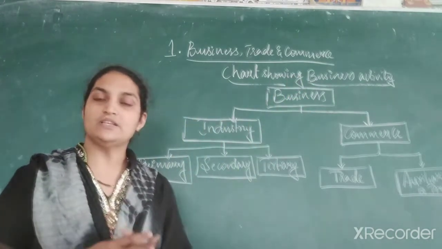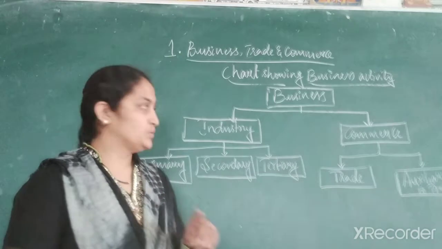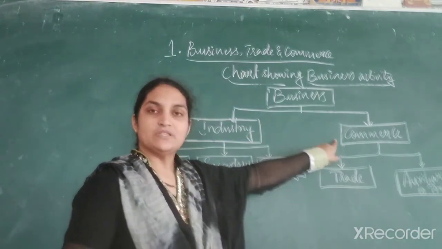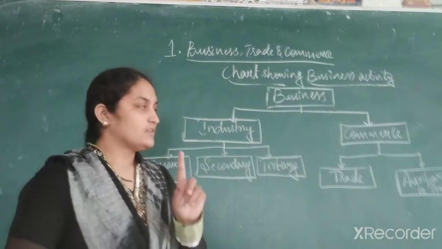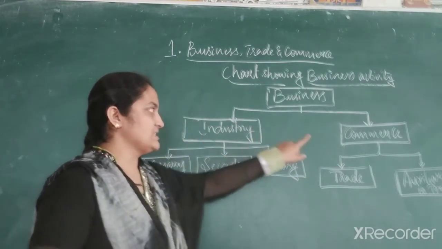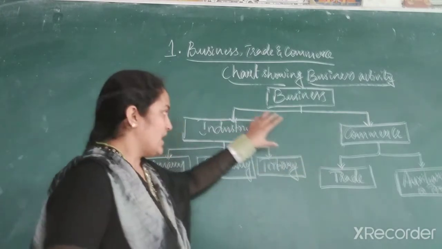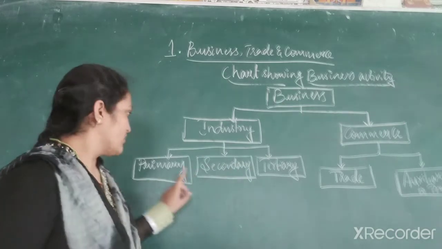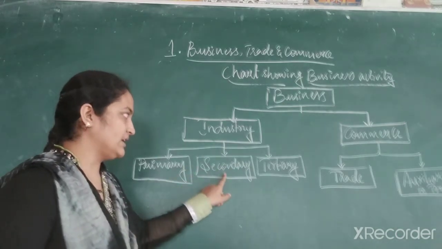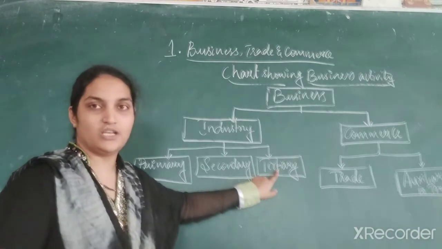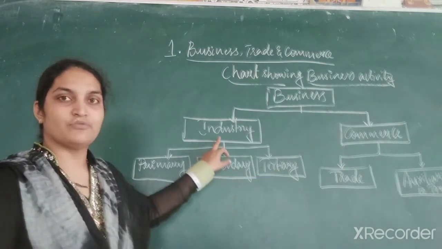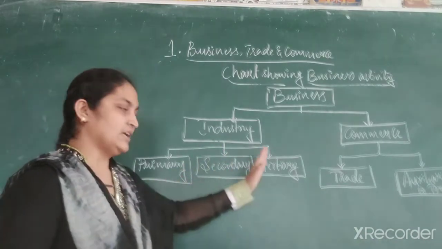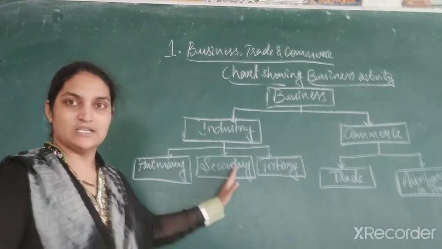The business activities have been broadly classified into two ways. One is industries and another one is commerce. The business has two important branches: industries and commerce. Again, the industries have been subcategorized into three ways: primary industries, secondary industries and tertiary industries. These are the subdivisions of industries. Again, there are subdivisions under primary, secondary and tertiary that we will discuss later.